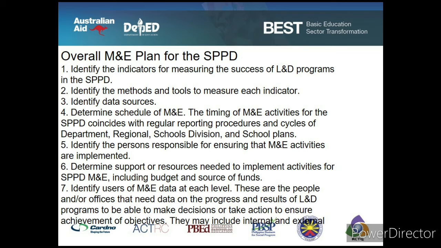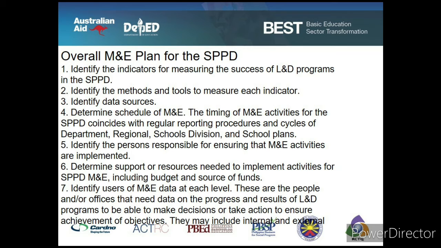The timing of M&E activities for the SPPD coincides with your regular reporting procedures and cycles of department, regional, schools division, and school plans. Number 5, identify the persons responsible for ensuring that M&E activities are implemented. Number 6, determine support or resources needed to implement activities for the SPPD M&E including budget and source of funds.